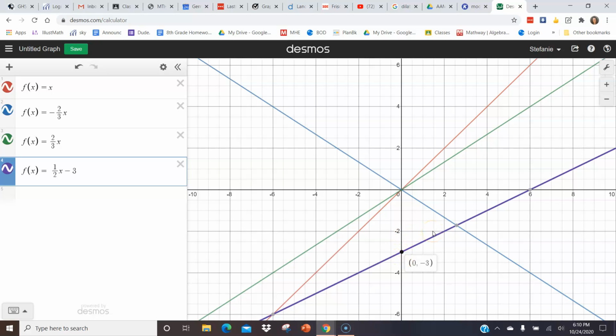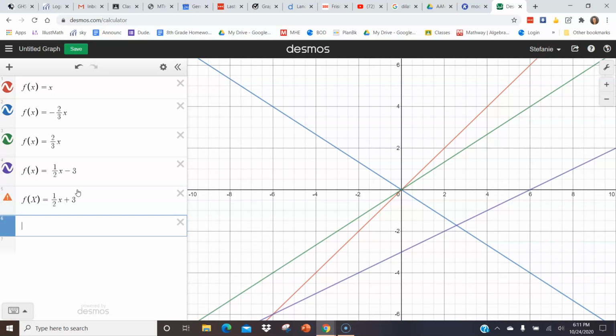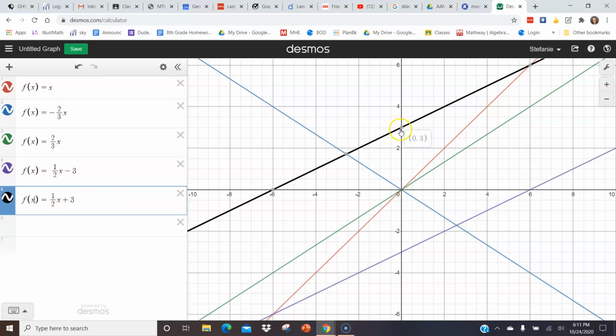And I'm still on my same shift, same slope. I could go ahead and do the same thing if I were to type an X like that, and then instead of having a -3, if I do a +3. Oh, it doesn't like that big X, does it? I think it would. My graph shifted up here.